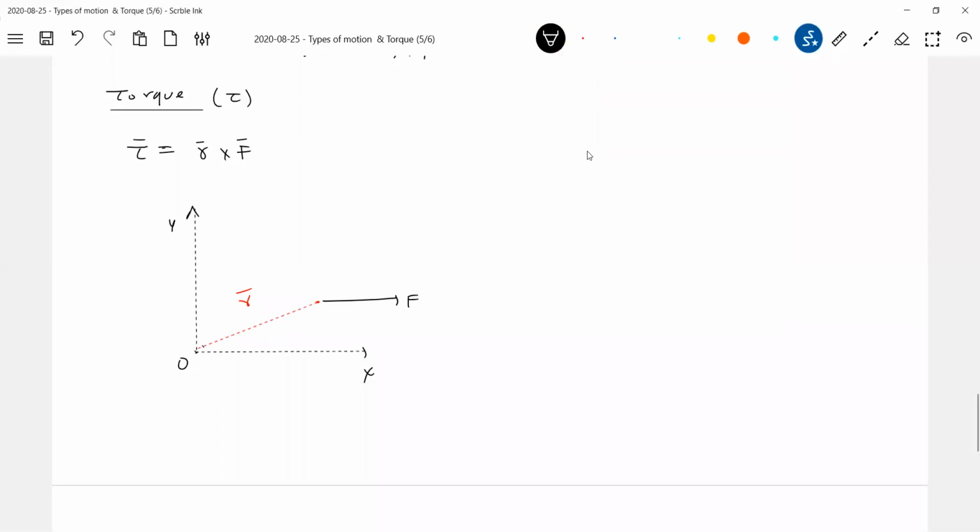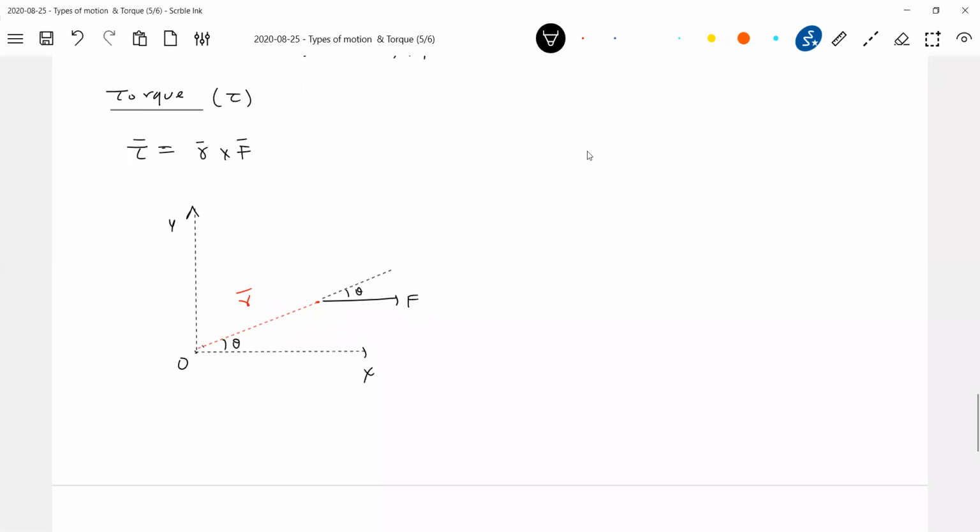The particle lies in the XY plane, and let this angle be theta. Then according to the definition, the torque is given as R bar cross F bar. If you further extend this line, you have to curl your fingers from R bar towards F bar, no? So this will become theta. So how should it be? R cross F. So what is the direction of torque?